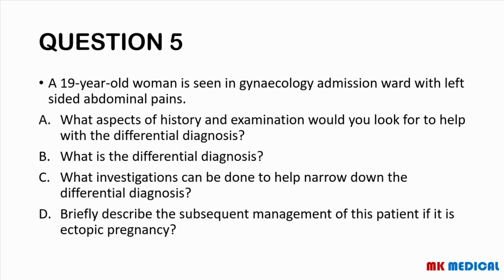A 19-year-old woman is seen in gynecological admission ward with left-sided abdominal pains. What aspects of history and examination would you look for to help with your differential diagnosis? So in your history, you would ask for history of amenorrhea, the last menstrual period. You would ask for history of PID or any STIs and the number of sexual partners that they have. You'd ask for their sexual history. You'd ask for the use of contraceptives. You ask if they have any vaginal bleeding. You ask if they have been fainting.